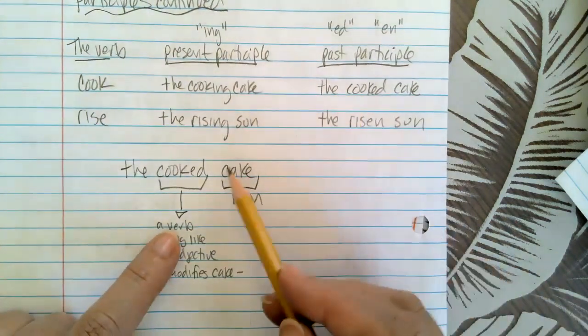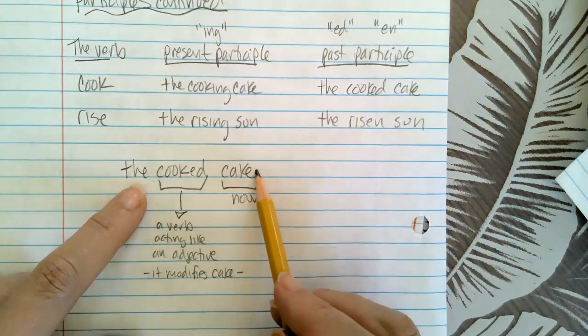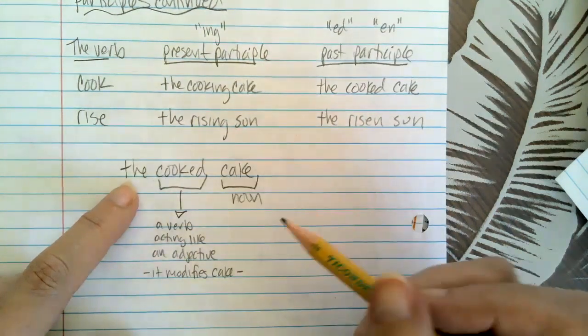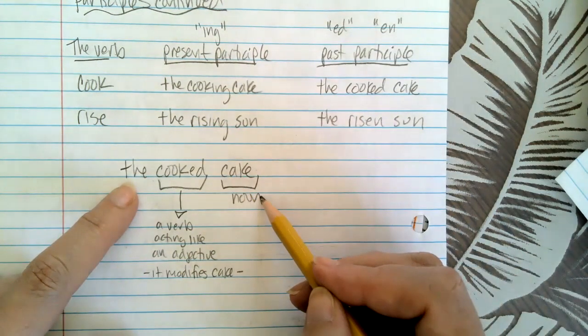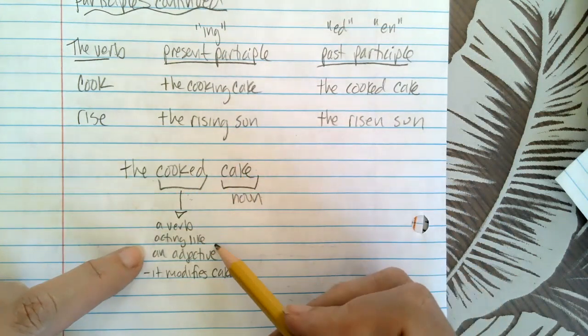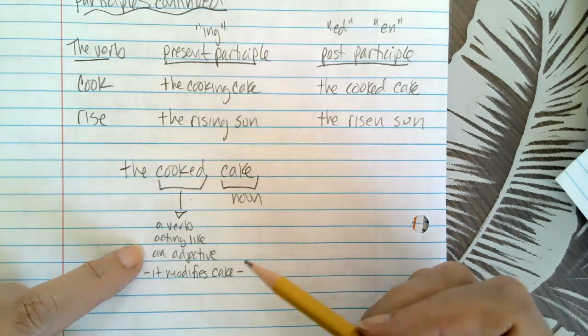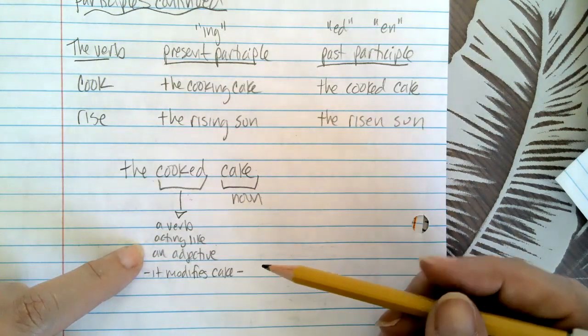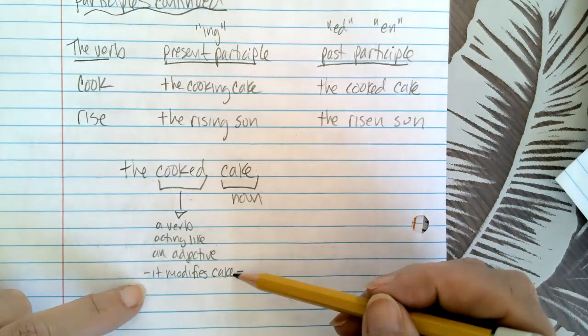So now let's talk about what this is doing for us. If we take the cooked cake, for example, let's write the cooked cake. The cake is our noun. And cooked, this is a verb acting like an adjective, and adjectives modify nouns. So it's modifying cake.